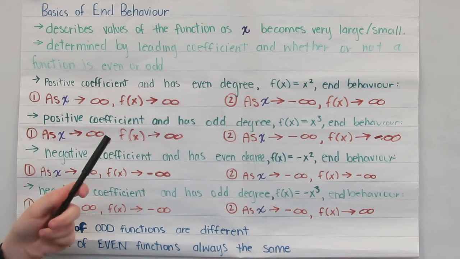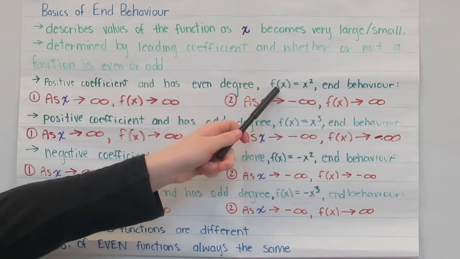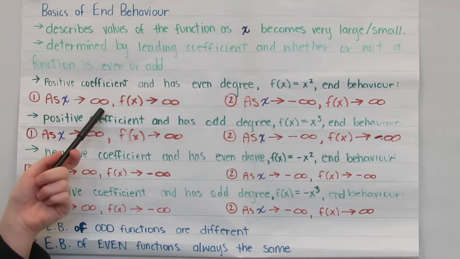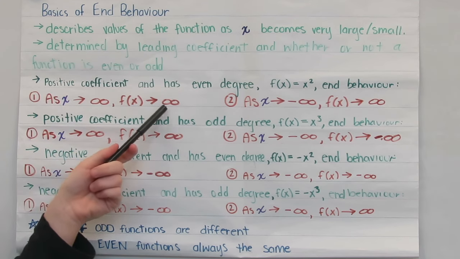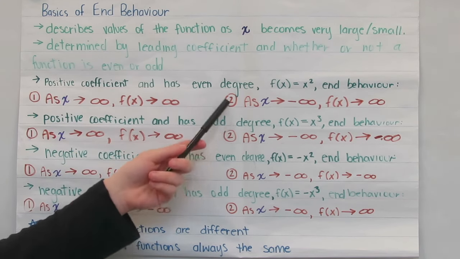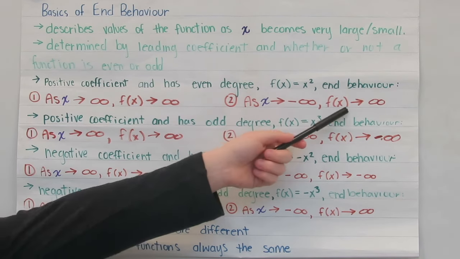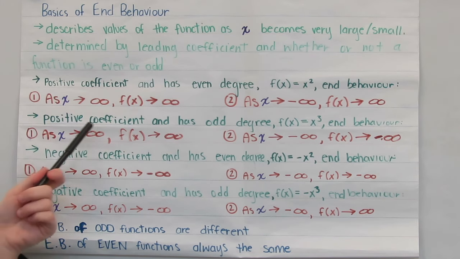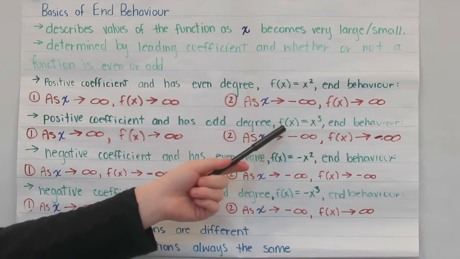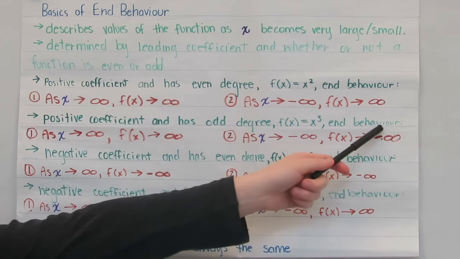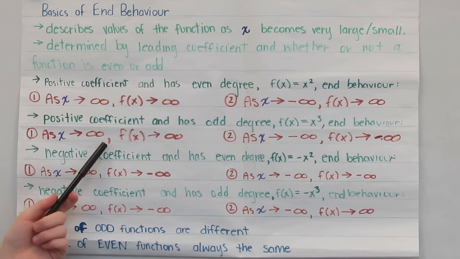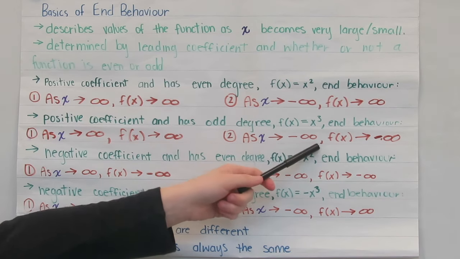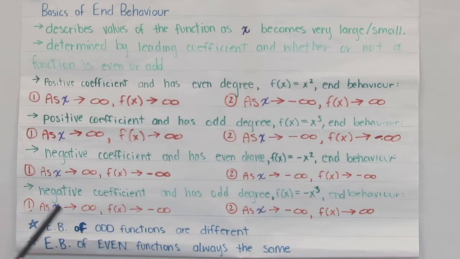If a function has a positive coefficient and has an even degree, so let's take f of x equals x squared, for example, the end behavior will be 1, as x approaches positive infinity, f of x will approach positive infinity. And 2, as x approaches negative infinity, f of x will approach positive infinity. Whereas if we had a function with a positive coefficient and an odd degree, let's take f of x equals x cubed, for example, the end behavior will be, 1, as x approaches positive infinity, f of x will approach positive infinity, and 2, as x approaches negative infinity, f of x will also approach negative infinity.